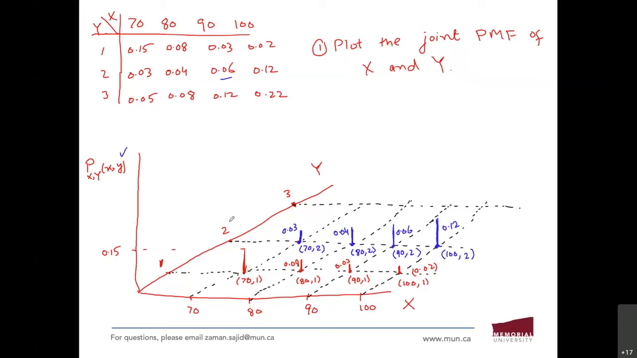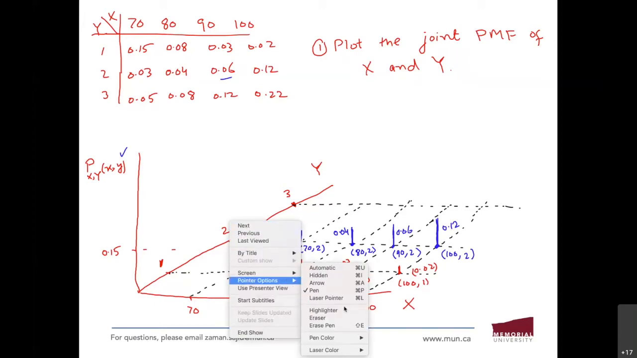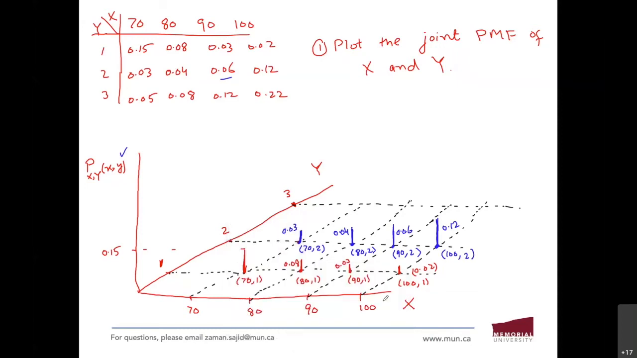Now let's do the last one. I will change the color again. Let's take this one. So in terms of x is equal to 70 and y is equal to 3, we are concerned with this point here. This is x is equal to 70 and your y is 3. And your value is 0.05. So I just draw my line here, 0.05.